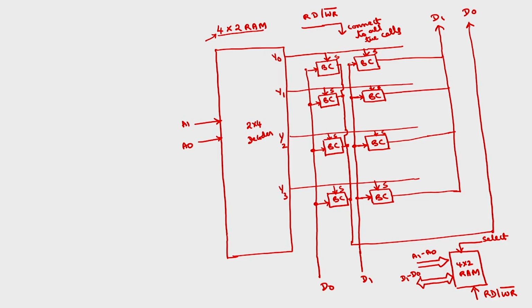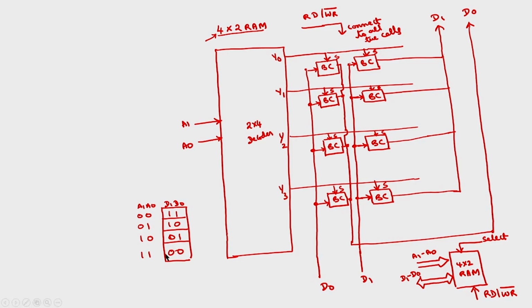Okay. Now, suppose I want to store in 4 by 2 locations, 4 locations are there. This is the address A1 A0. Inside this we have D1 D0 data lines. So, in address 0 0, say I want to store 1 1, any data. Okay. In 0 1 I want to store say 1 0. In 1 0 I want to store 0 1. In 1 1 I want to store 0 0.